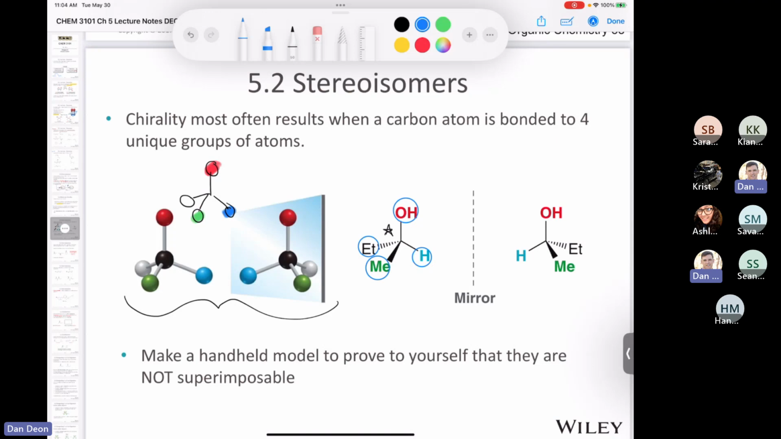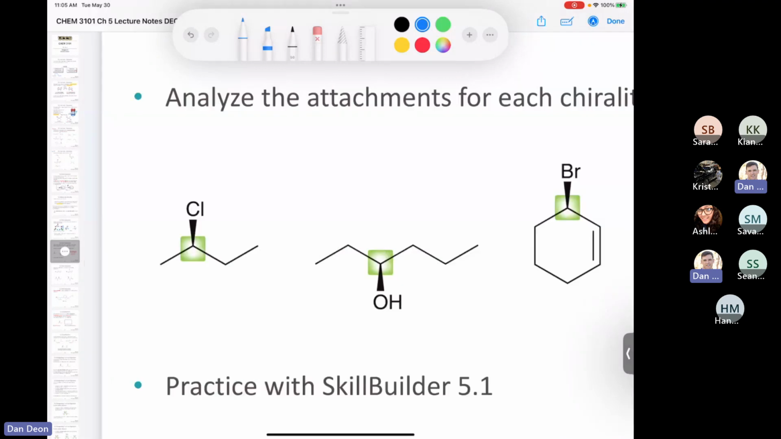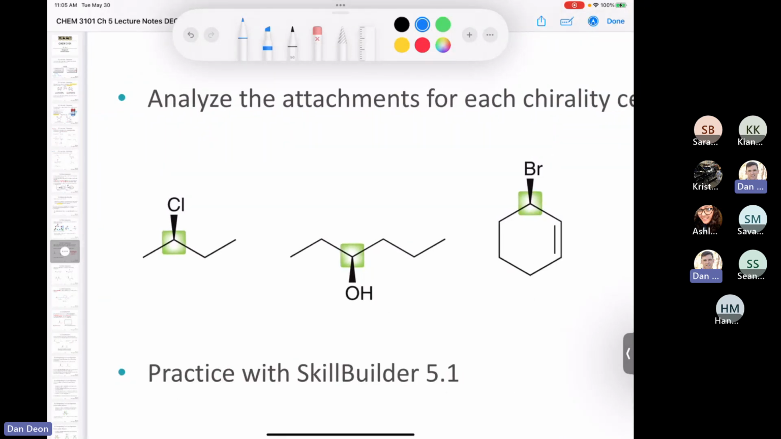We can see some other examples of that over here. When carbon forms a tetrahedral center with 4 different groups attached to it, not necessarily atoms, we call that a chiral center or a chirality center or a stereogenic center or a stereocenter. They all mean the exact same thing. If you look at each one of these carbons that I have highlighted in green, you can clearly see why they are chiral centers. This one on the far left, we're missing a hydrogen that's not drawn in the bond line structure. So that carbon highlighted in green is attached to the hydrogen, chlorine, methyl group, and ethyl group. Therefore, it's a chiral center.